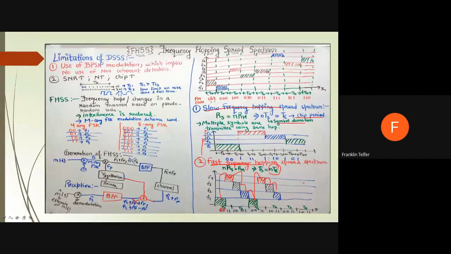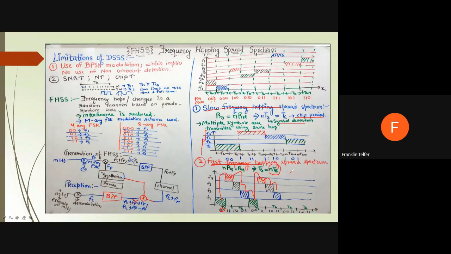In very high-speed telecommunications systems, fast hopping is used more, whereas you can use slow hopping in systems which don't need high efficiency output. You can go for slow frequency hopping spectrum transmission. So these are the two types in FHSS. Previously we have seen DSSS, and next we have seen FHSS.